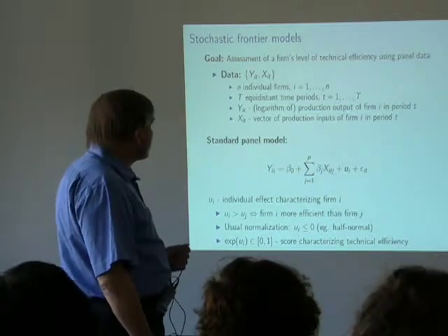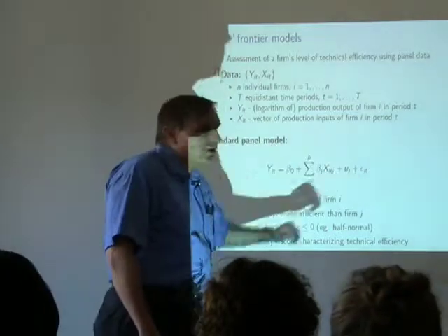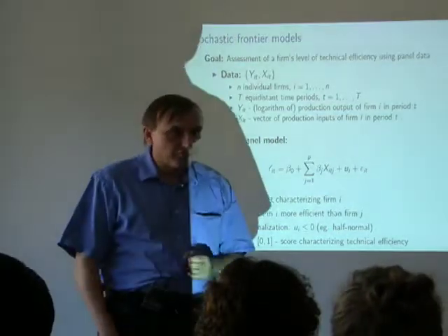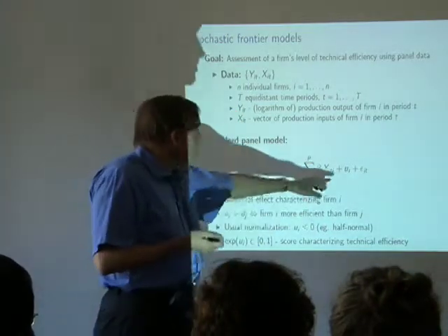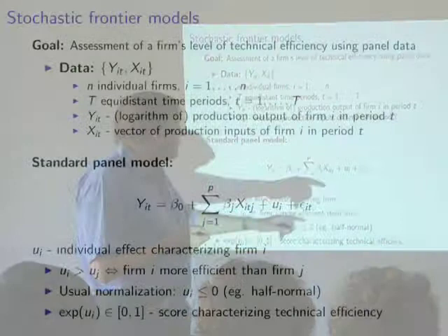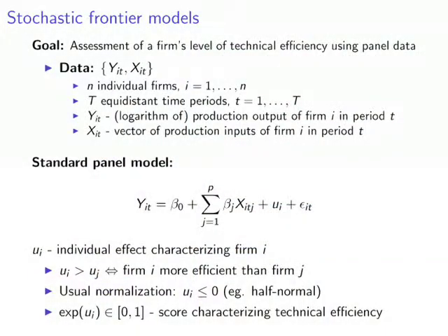In this context of the frontier models, the U's play an important role because they characterize the efficiency of a firm, whether a firm is efficient or whether it is inefficient. The point is, you see, it just adds something. So if U is large, Y will be large. If U is small, for the same explanatory variables, Y will be small. And of course a firm is more efficient if it produces more with the same inputs. So a firm will be more efficient if it has a large value of U, a large individual effect, and less efficient if it has a small U.